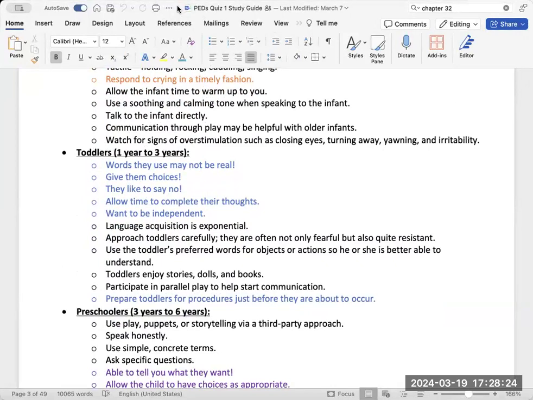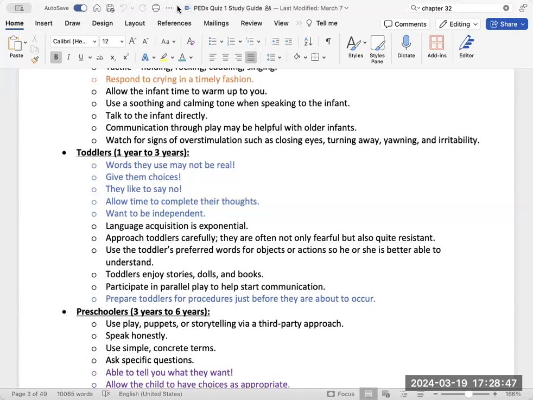So, if we're talking about a 2-year-old or a 1-year-old or 3-year-old, they now have more words or they're starting to form words, right? They may use a lot of words that are not real. We also want to give them choices. We said before, toddlers, ages 1 to 3, preschoolers 3 to 6, very important to have choices. So for toddlers, we want to make sure we give them choices.